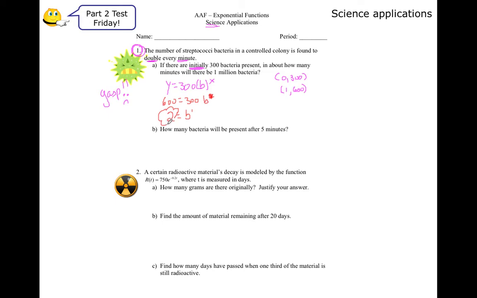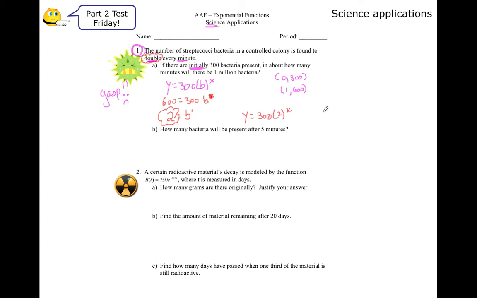Hey, what do you suppose your base would be if your bacteria tripled every minute? Clever, huh? So my actual equation is y equals 300 times 2 to the x. When will there be 1 million bacteria?